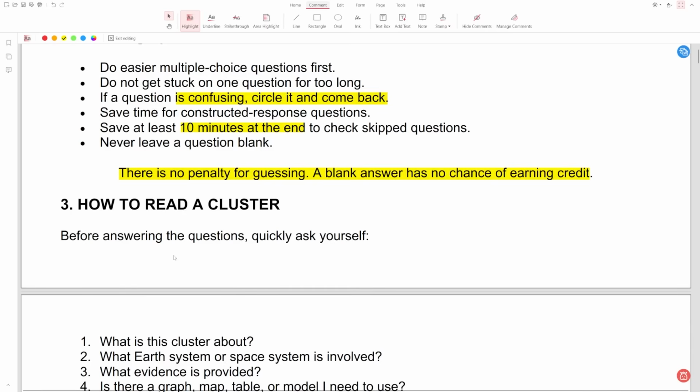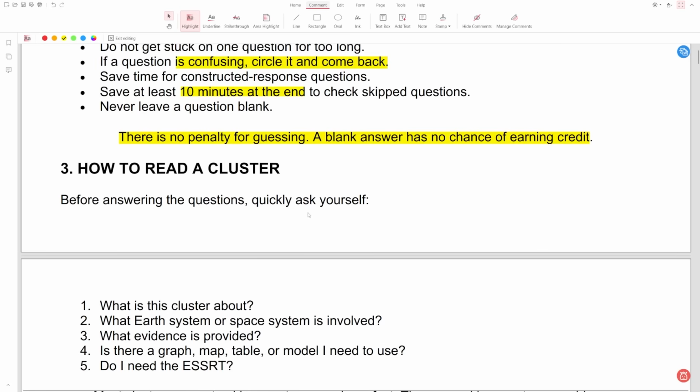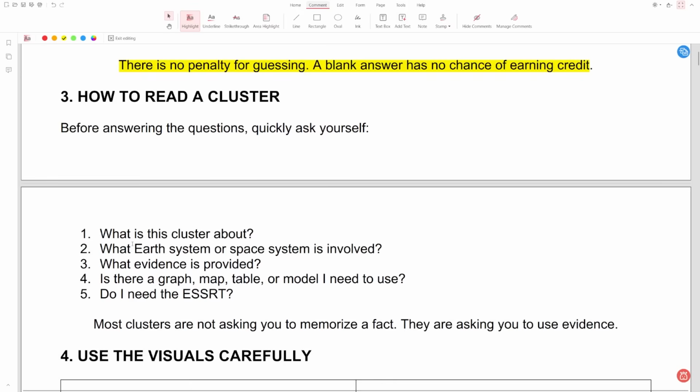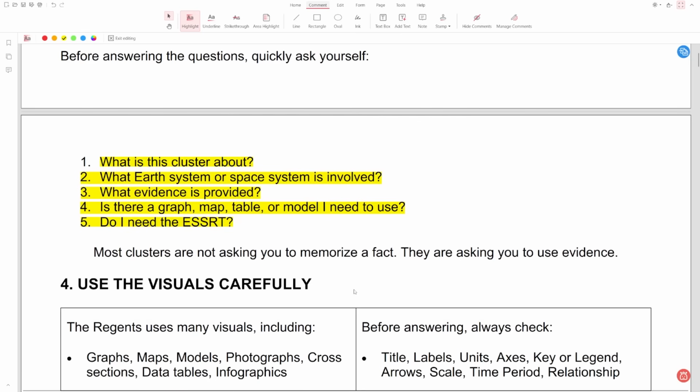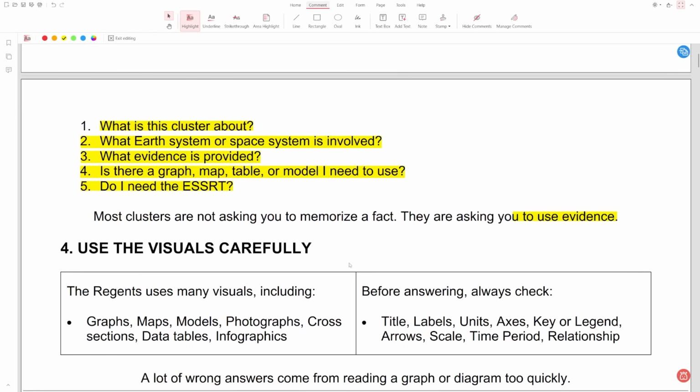All right, in terms of reading your cluster, before answering the question, quickly ask yourself a couple of these questions. What's this cluster about? What Earth system or space system is involved? What evidence is provided? Is there a graph or table that I need to use, or do I need the reference table? So most clusters are not asking you about a memorizable fact. They're asking you to use some type of evidence, okay?